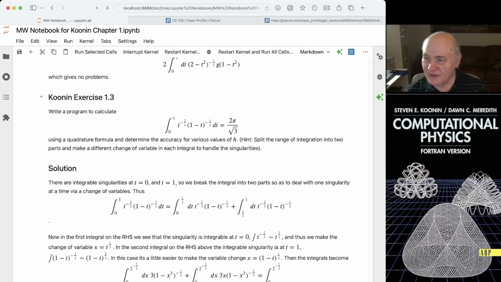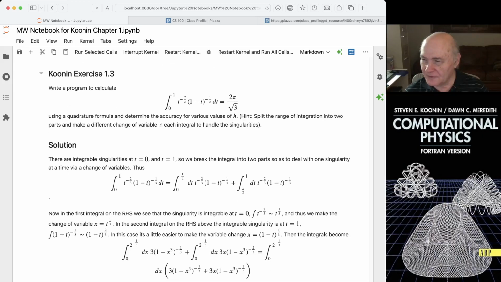So Kunin has this exercise, which I solve in detail. The integral from 0 to 1 of t to the minus 2/3, (1 minus t) to the minus 1/3 dt. This is actually a beta function, I believe. And you can evaluate this, and it's 2 pi over the square root of 3. I know that's the answer. I'm not sure exactly how to evaluate this integral. I think I have to think about it. But Kunin wants you to use a quadrature formula and determine the accuracy.